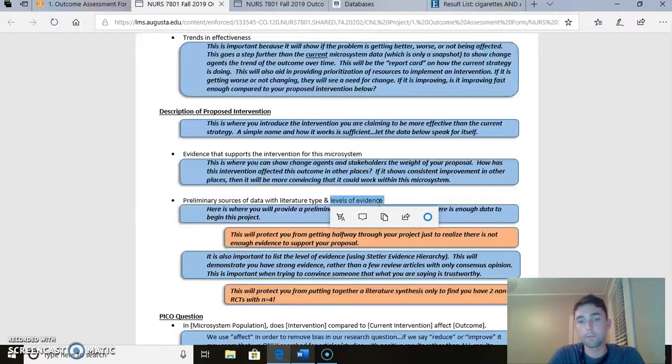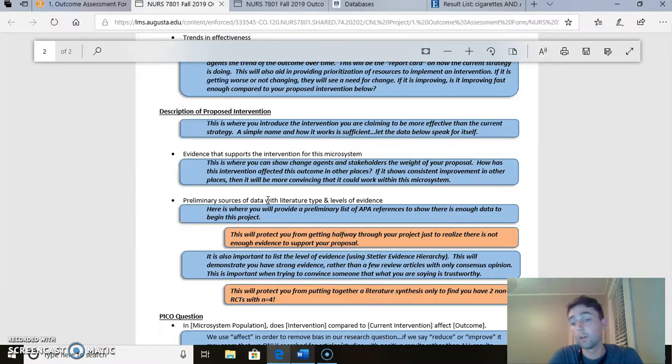This is important. I prefer level 1 through 3, but in certain instances, there are other forms of evidence that are sufficient, even though they're not maybe blind, or maybe they're just case studies or cohort studies. That's okay. But we really want to focus on levels 1 through 3. Use Stetler's evidence hierarchy. You all have done this before when you took your research class, which should have been in the spring. So adhere to that.